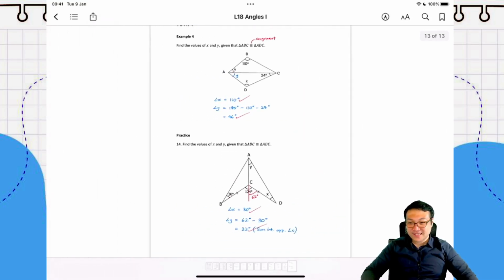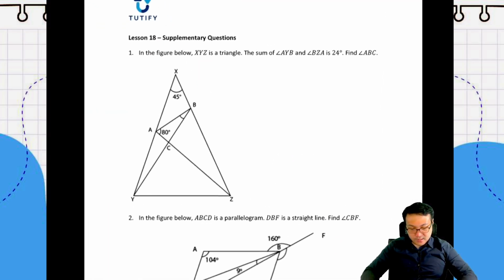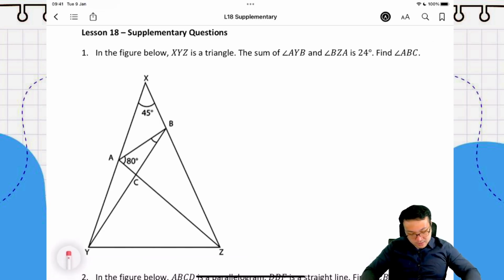Okay, students, we are done with today's worksheet, so I'm going to give you some bonus questions. Are you ready? Come, let's take a look at the bonus question. I'm going to open up the bonus question for you. All right, so we have some bonus questions here. The first one is asking you to find angle ABC. So let's mark that out. Angle ABC. This angle. They would like you to find this angle.